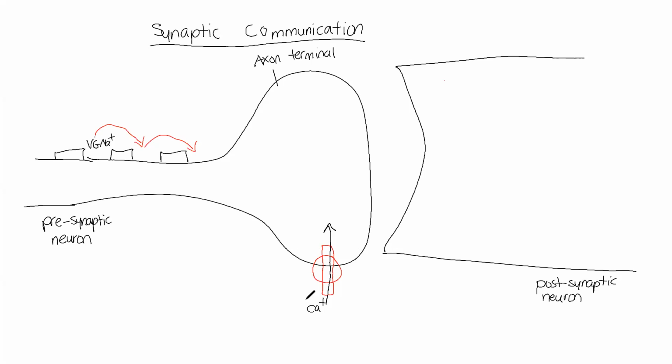And so when calcium rushes in, calcium's got two charges. When calcium rushes into the axon terminal, we're going to see the release of these synaptic vesicles. So let's bear in mind, we've got these vesicles in the axon terminal.